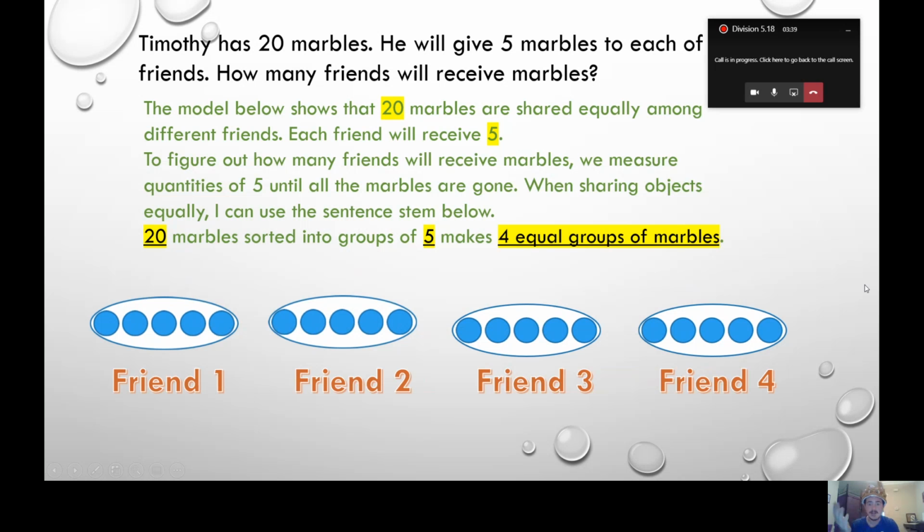To figure out how many friends will receive marbles, we just measure quantities of 5. That's all we did. We just took our 5 and we saw how many groups there were going to be until all the marbles were gone. When we share objects equally, we can use this sentence stem. 20 marbles sorted into groups of 5 makes 4 equal groups of marbles. 1, 2, 3, 4 equal groups.